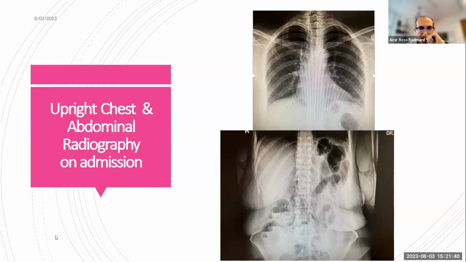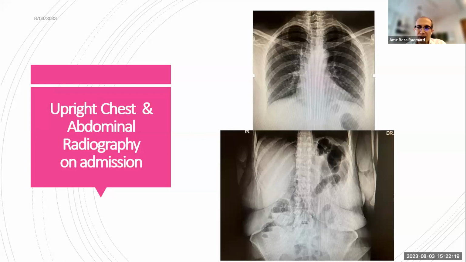pneumoperitoneum. In this case, this was performed, and I can't see any pneumoperitoneum in the upright chest X-ray. The pattern of bowel gas in the abdominal X-ray is somewhat non-specific, but maybe some small bowel loops are a little bit dilated on the right and left sides of the abdominal cavity. There is no significant pattern of obstruction, maybe some air fluid levels in some distal ileal loops here. This is the upright abdominal X-ray, but we can't see any pneumoperitoneum in this case.